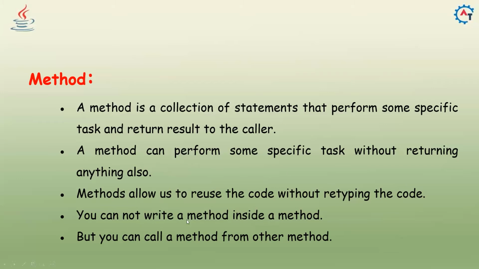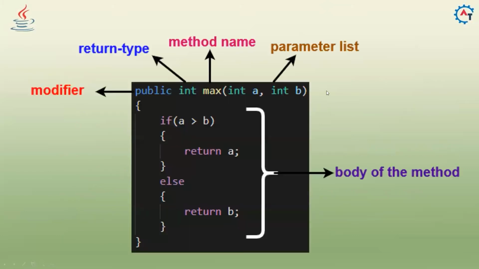You cannot write a method inside a method. So you are writing a method, and inside that method, if you try to write another method, it will not allow. But you can call a method from another method. So you have two methods. From one method to another method, you can call, but you cannot write. Okay, so this is the basic information about method.